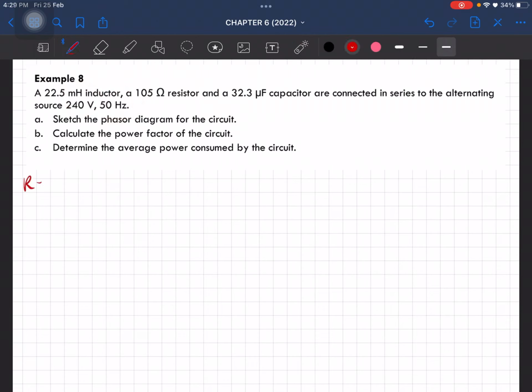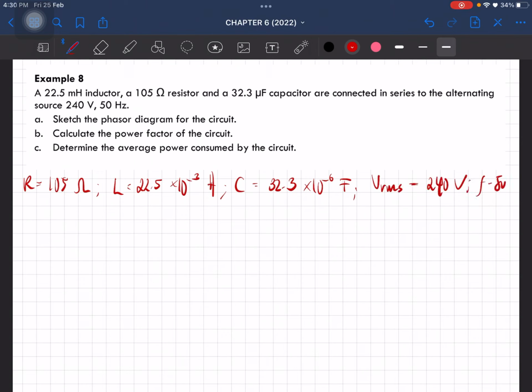First, let me list down all the information that we have. So we have the resistor 105 ohm, the inductor 22.5 millihenry, and the capacitor 32.3 microfarad. And then we also have the RMS voltage, which is 240 volt, and the frequency, which is 50 hertz. Sometimes if you list down all this information like this, you will obtain some marks.